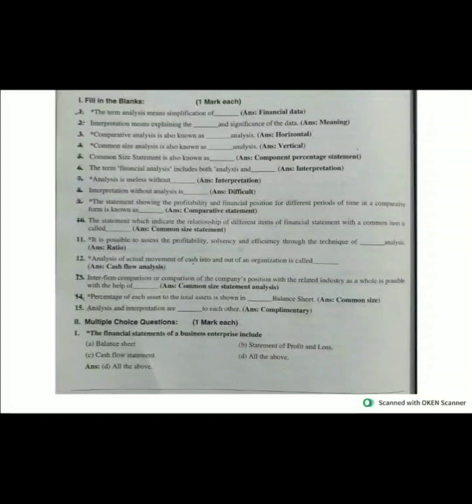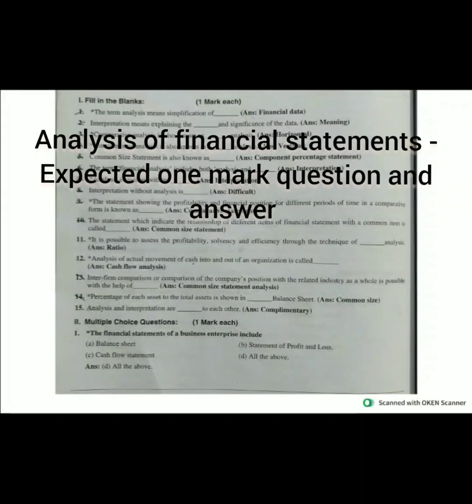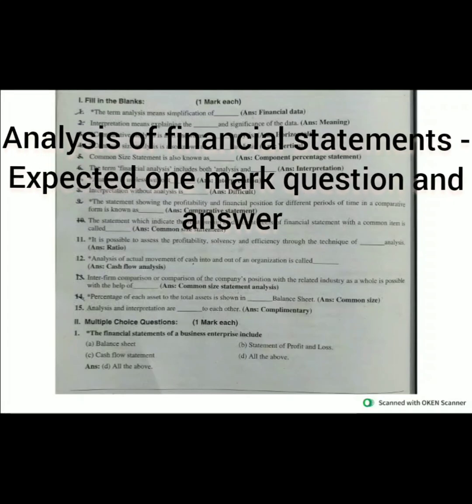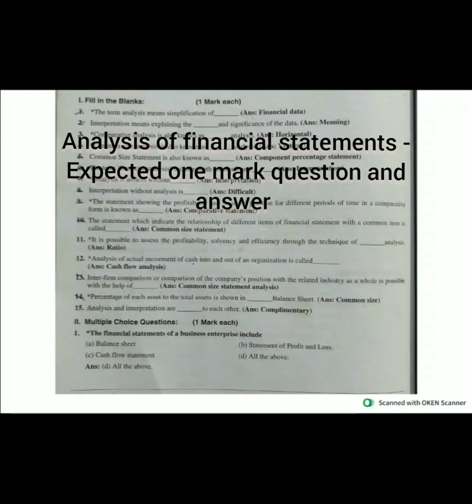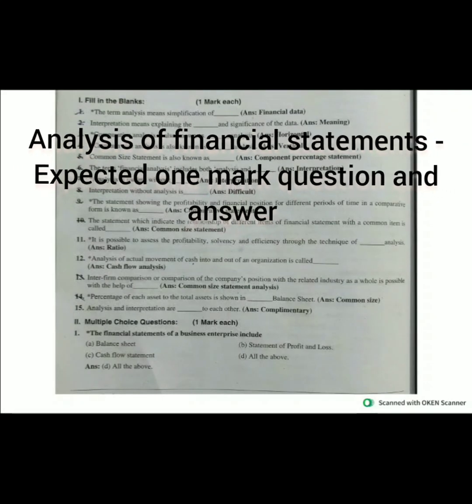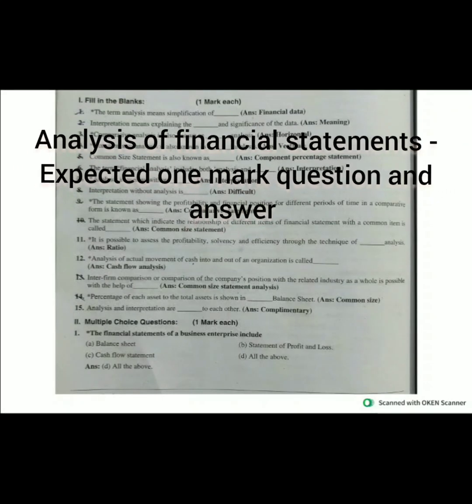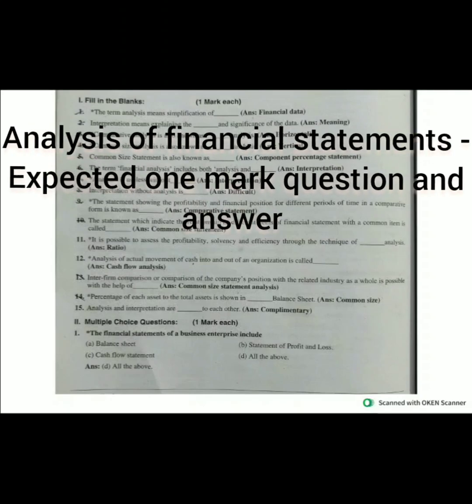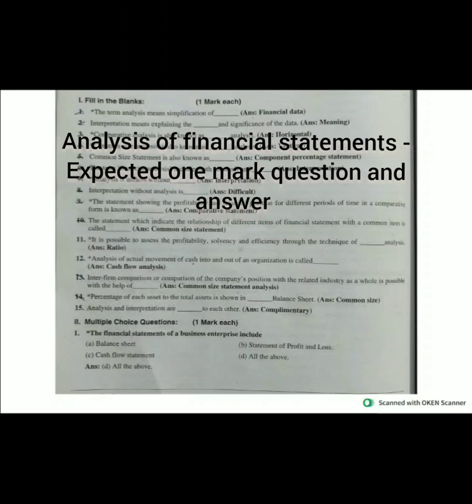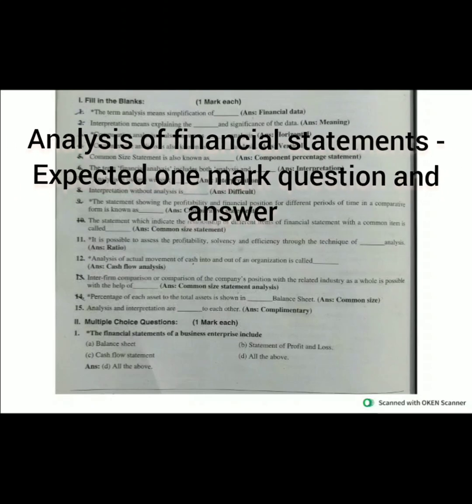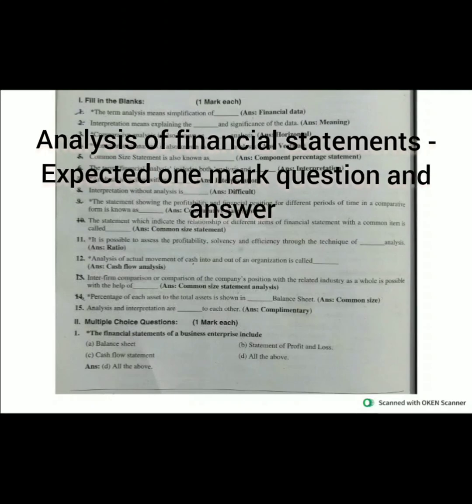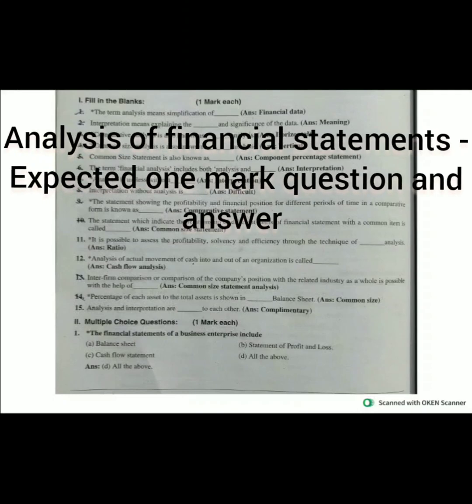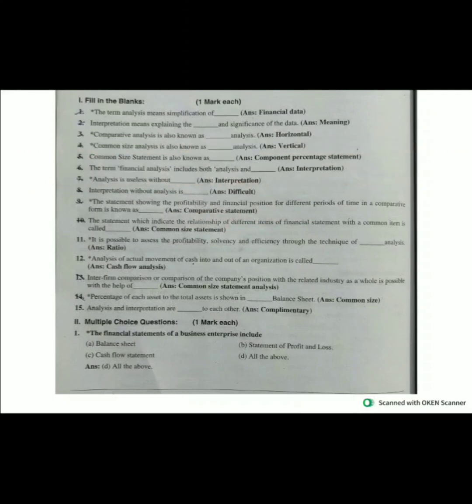Hello, my dear students. Under analysis of financial statement, we already covered the practical problems regarding comparative statement as well as common size statement. In both statements, we covered comparative P&L statement as well as comparative balance sheet, and common size statement under balance sheet as well as P&L. Here I am going to upload some expected 1 mark questions regarding this unit.